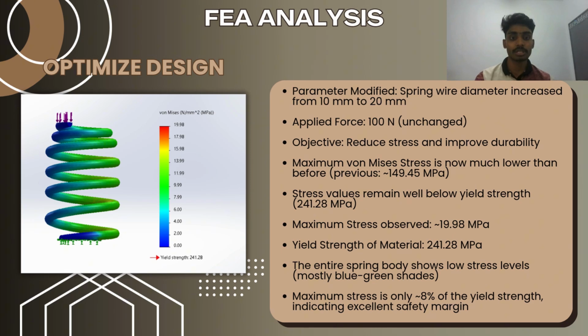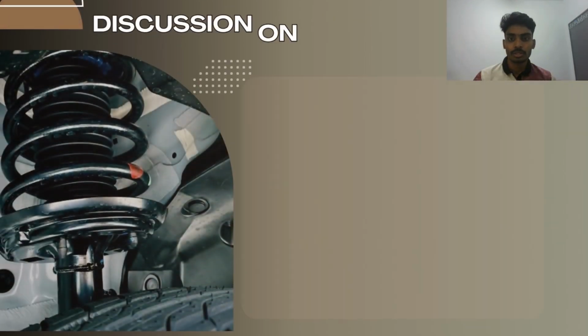The maximum stress observed in this optimized design is 19.98 MPa. The yield strength of the material is 241.28 MPa. The entire spring body shows low stress level, mostly blue-green shades. Maximum stress is only 8% of the yield strength, indicating excellent safety margin.